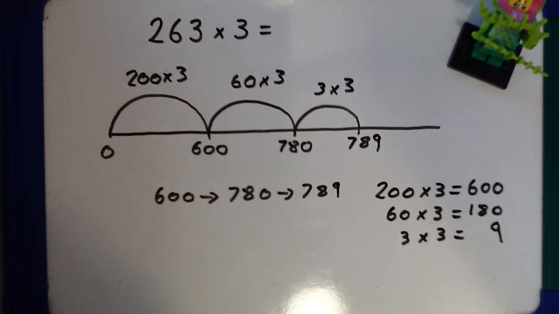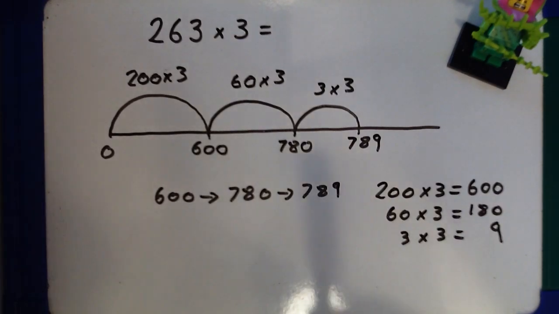Today we're looking at multiplying a 3-digit number by a 1-digit number. So for example, we're going to be finding 263 times 3. So that's 263 sets of 3. So we're going to be looking at an expanded formal method and then a contracted formal method. But we're going to start by revising the mental calculation that we completed earlier in the term.